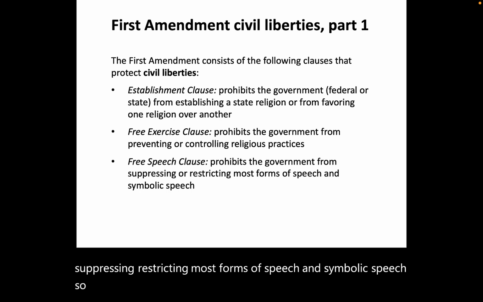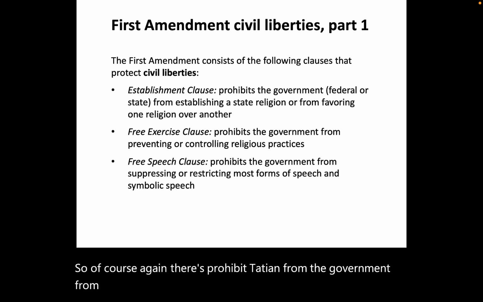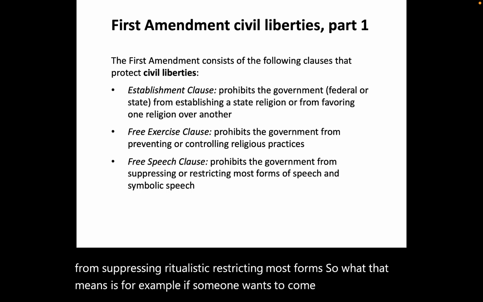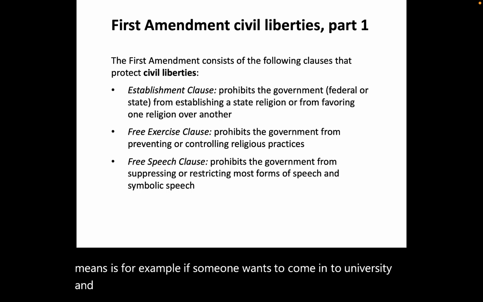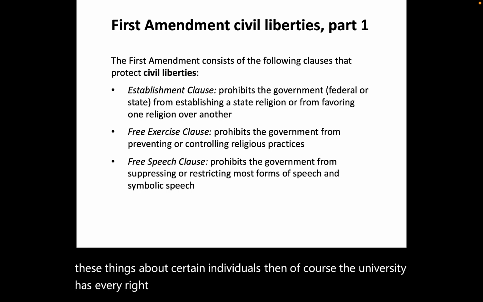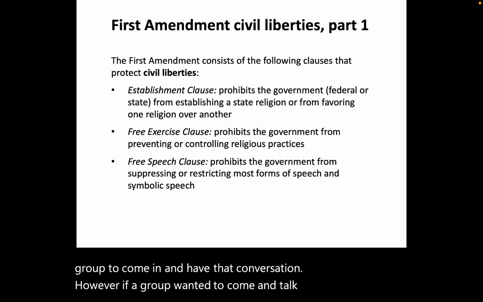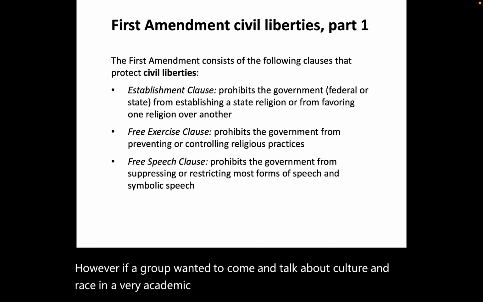The Free Speech Clause prohibits the government from suppressing or restricting most forms of speech and symbolic speech. What that means is, for example, if a Nazi group wants to come into a university and spill hate and say all these things about certain individuals, the university has every right to deny permission for that group to come in and have that conversation. However, if a group wanted to come and talk about culture and race in a very academic way, the university cannot say no, we're not going to have that.